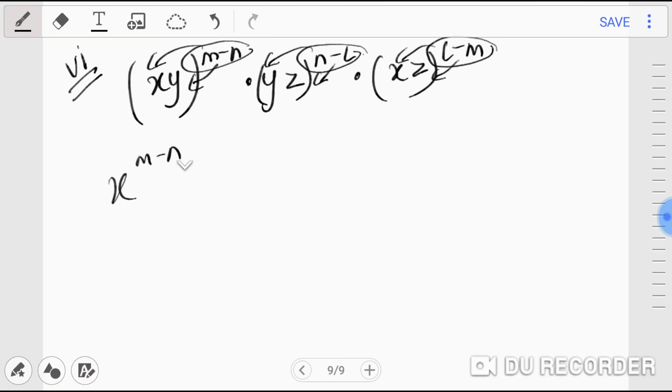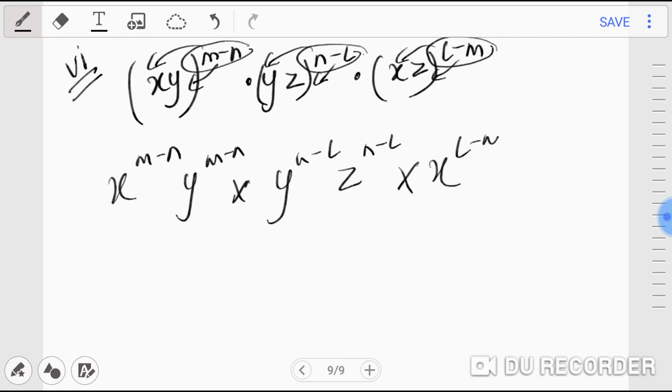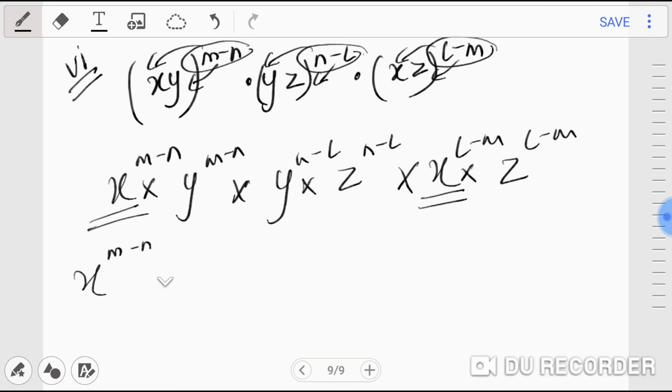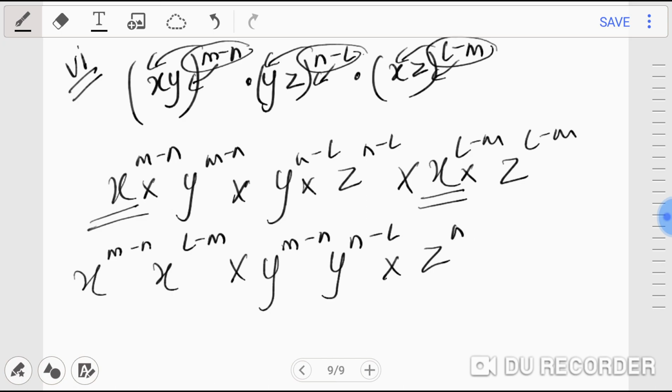So x^(m-n), y^(m-n), multiply y^(n-l), z^(n-l), multiply x^(l-m), z^(l-m). They all have multiplication in between. Now if you notice the same bases, you can take them together. x^(m-n), x^(l-m) into y^(m-n), y^(n-l) into z^(n-l), z^(l-m). I have taken all the same bases together.